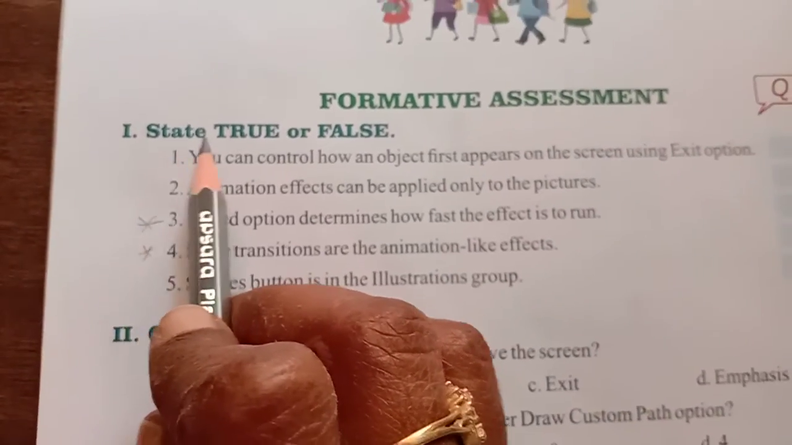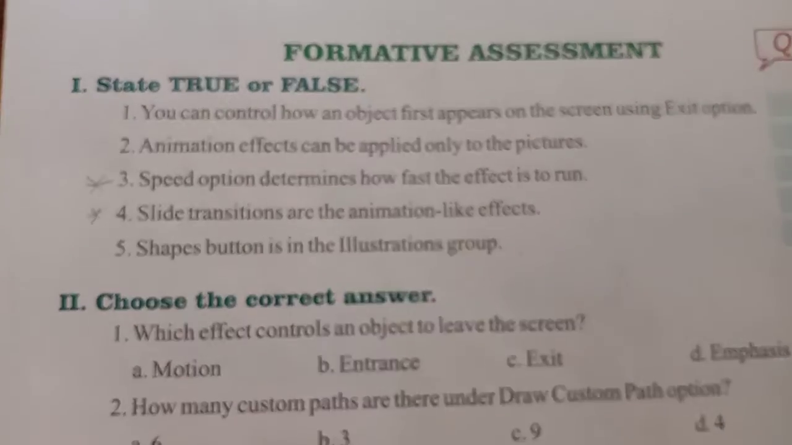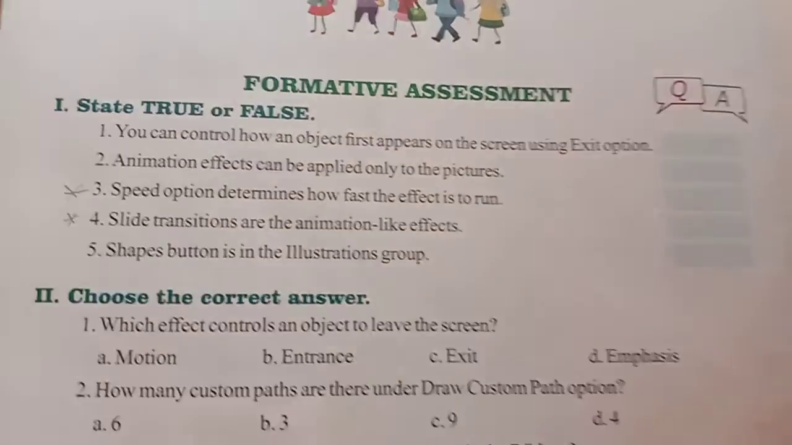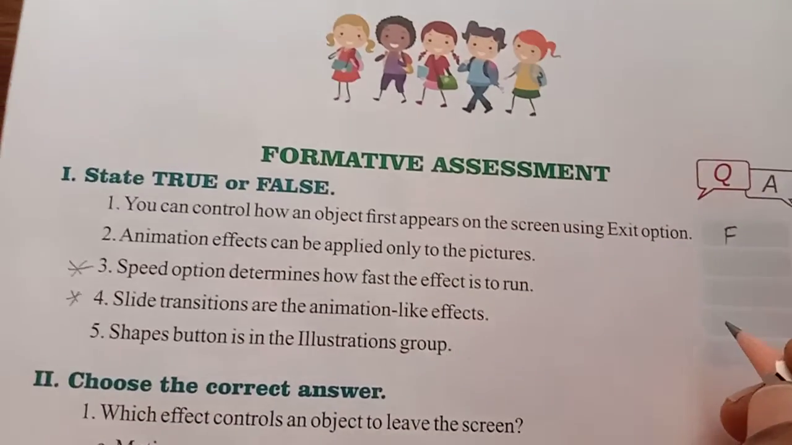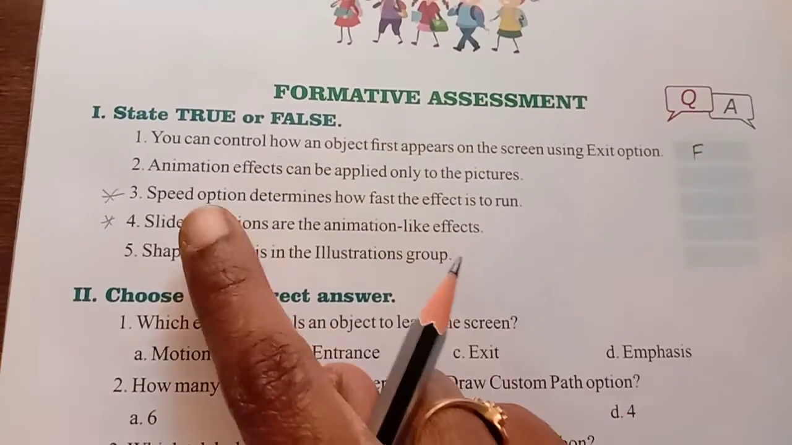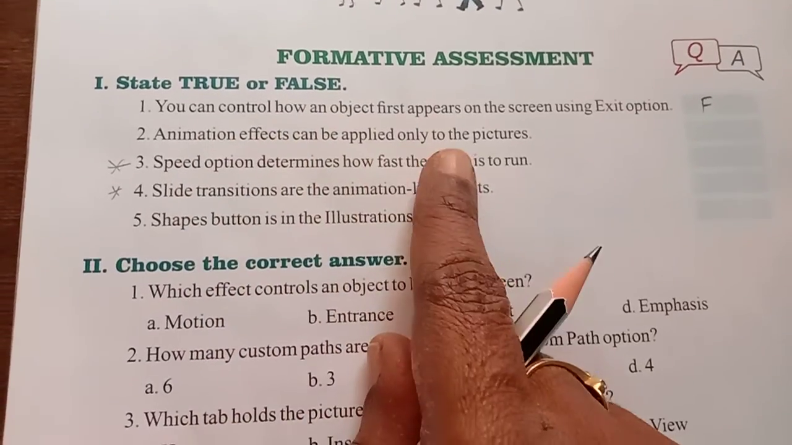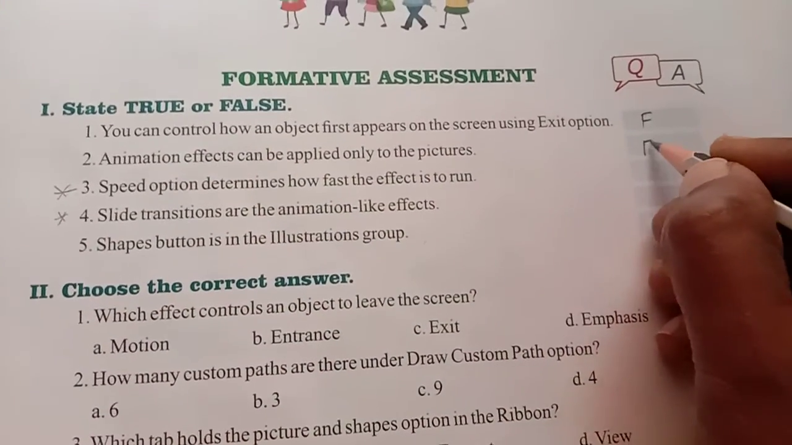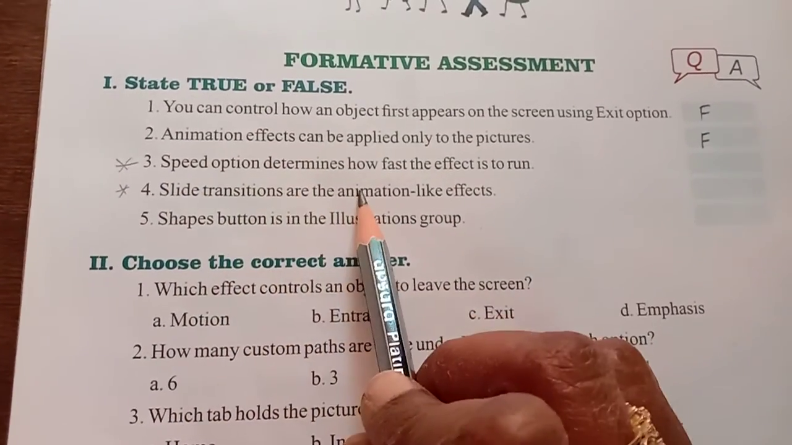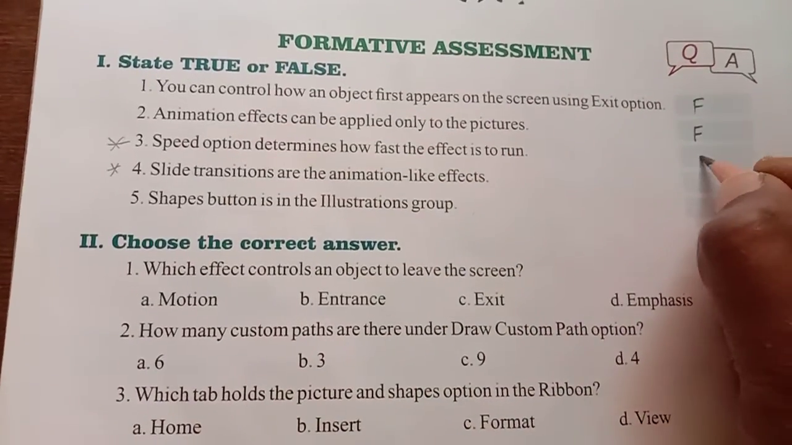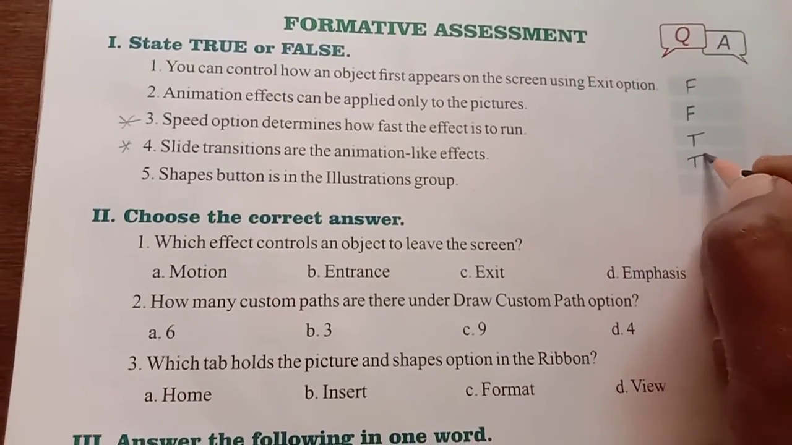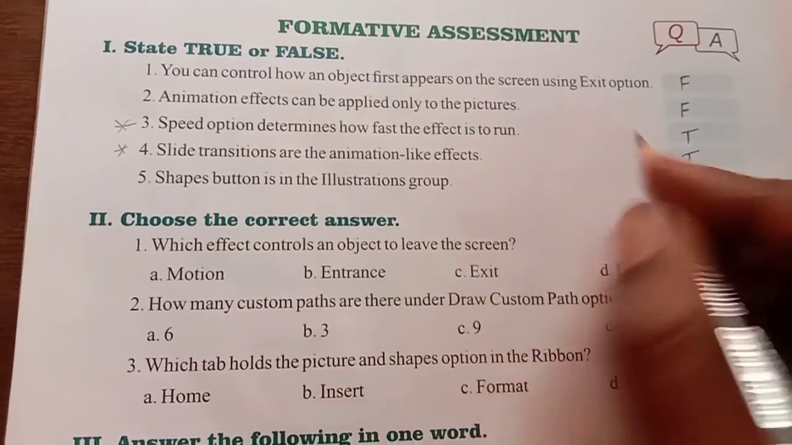First main, state true or false. First question: you can control how an object appears on the screen using an exit option. It is false. Using entrance only, we can control how the object first appears on the screen. Animation effects can be applied only to the pictures. False. We can apply them to the text, shape as well. Third one: speed option determines how fast the effect is to run. True. Slide transition is also like animation effects. True. Shapes button is in the illustration group. True.